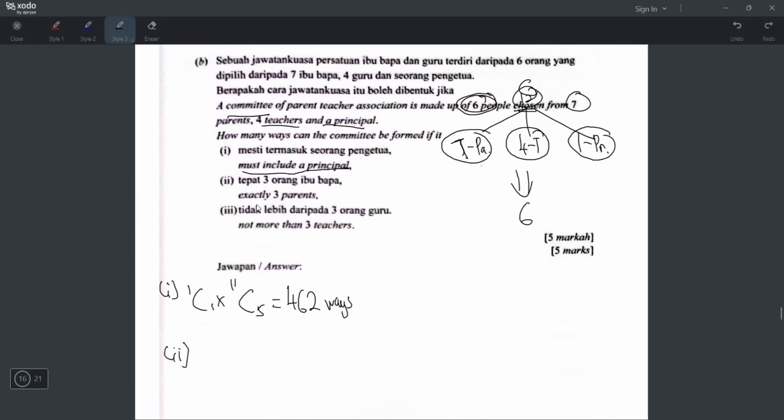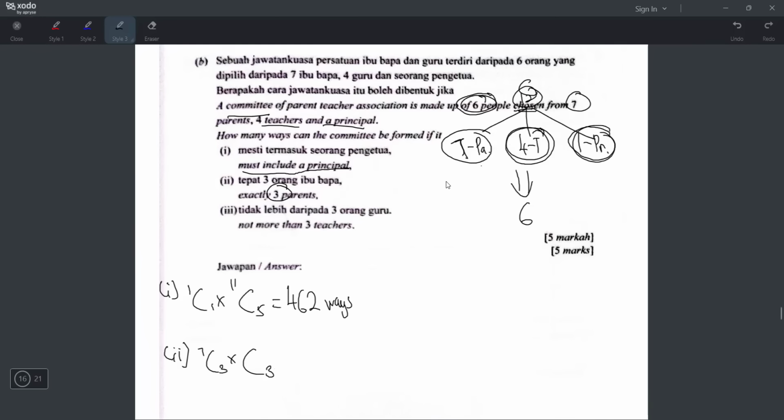Second question, exactly 3 parents. They never say less than 3, they never say more than 3, they say exactly 3 parents. That means from the 7 parents, I have to choose 3. But it's not enough, it's not 6 members yet. You only choose 3. So there are 3 more you have to choose to fill the slots to make up 6 people. You already choose 3 parents from the 7 parents. Then the remaining 3 you have to choose from what? Choose from teacher or principal.